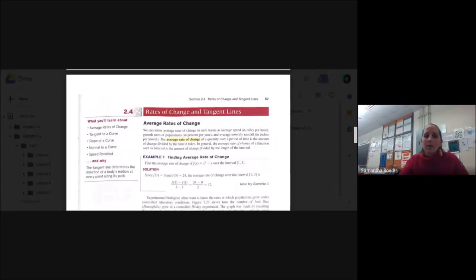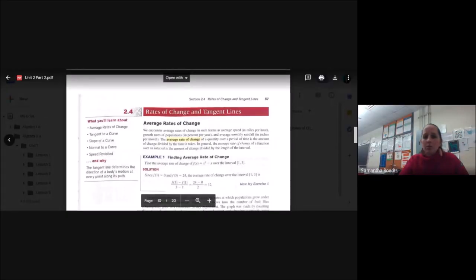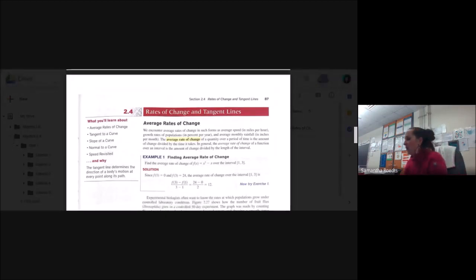All right, so this is Unit 2, Lesson 4, Rates of Change and Tangent Lines. We encounter average rates of change in such forms as average speed, growth rates of populations, and average monthly rainfall. The average rate of change of a quantity over a period of time is the amount of change divided by the time it takes.